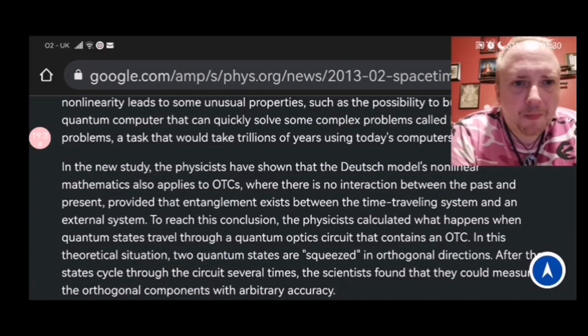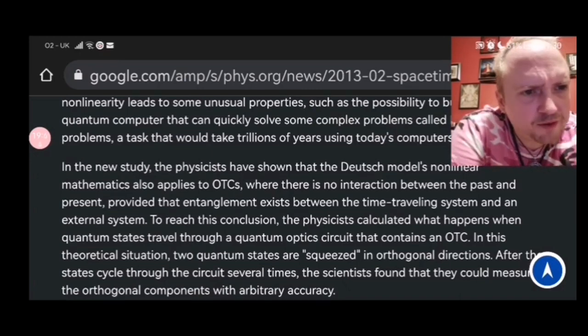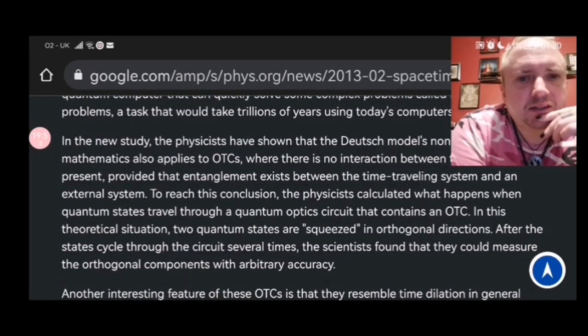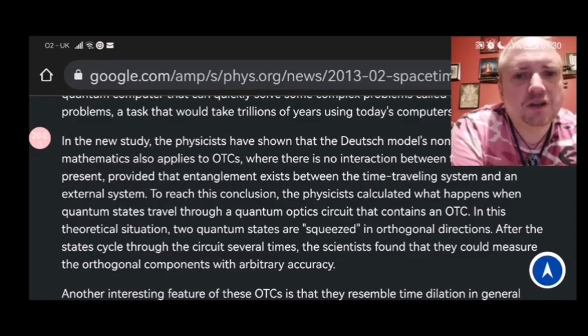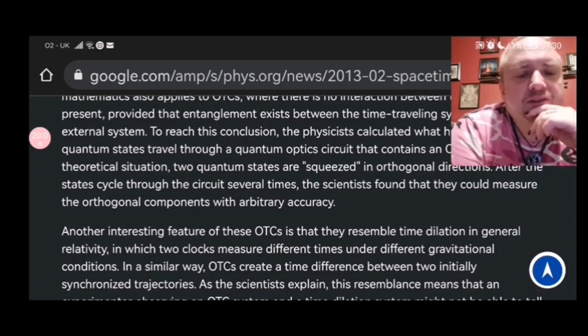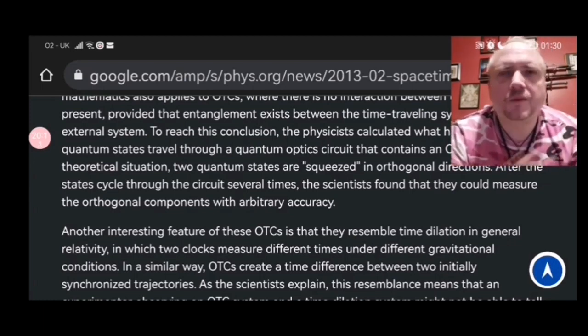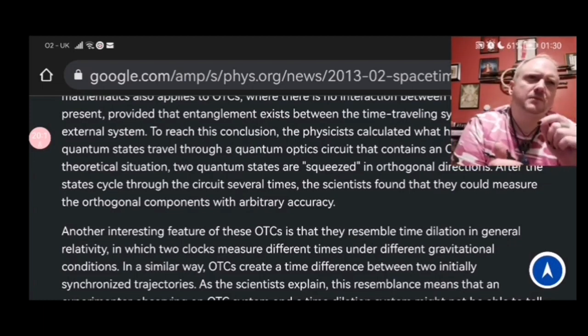you know what I mean? How the quantum realm and all that sort of stuff does this kind of really cool stuff, you know what I mean? In this theoretical situation, two quantum states are squeezed into orthodiagonal directions. After the states cycle through the circuit several times, the scientists found that they could measure the orthogonal components with arbitrary accuracy. The interesting thing as well, I think what they're saying, and I could be wrong, is this will enable us to map it.